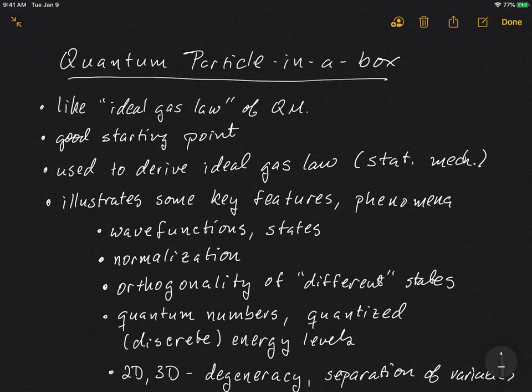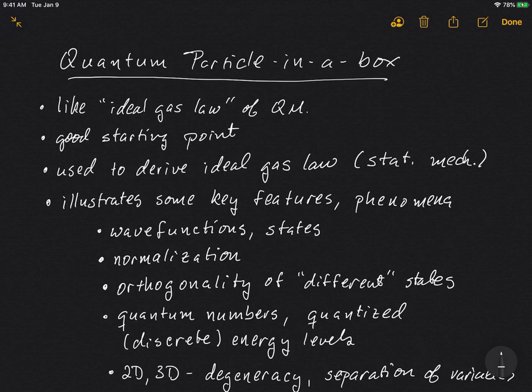Another thing to think about the particle in a box is that this quantum system illustrates a lot of the key features and phenomena in quantum mechanics. We derive wave functions which correspond to states of the system. We have to normalize these wave functions. We see that the wave functions are orthogonal, so we get to test that concept that we brought up previously.